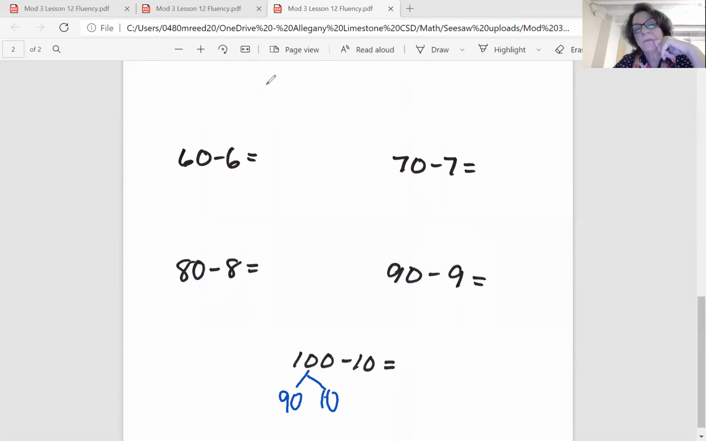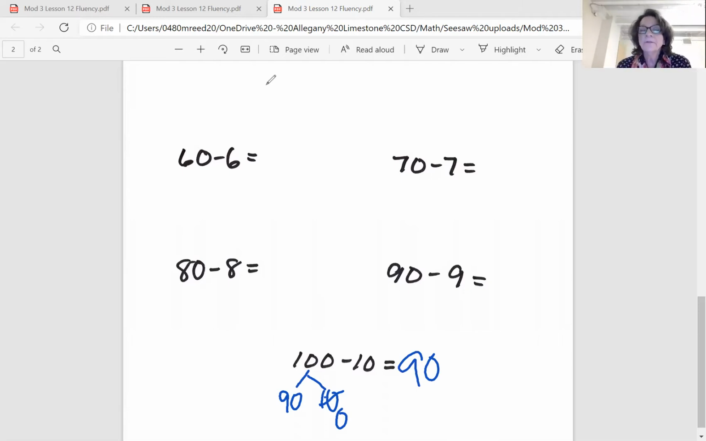Okay, now I'm going to take from 10. What do I have to take from 10? I have to take 10 from 10. So 10 from 10 leaves us with 0. And 90 plus 0 is 90. So what's 100 minus 10? 100 minus 10 is 90. Now you probably knew that one and could do that mentally on your own already.